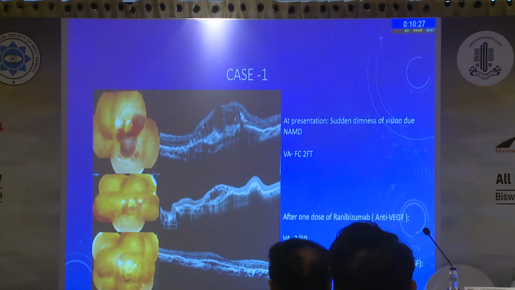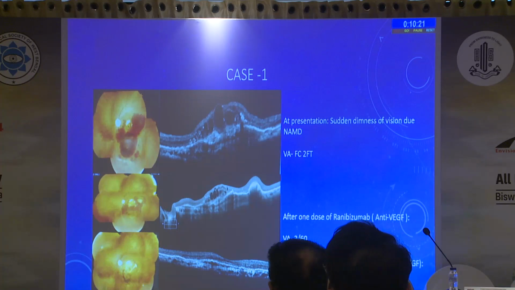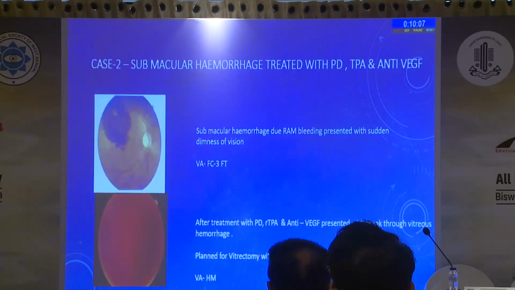As I was mentioning, some hemorrhages might not be that large, and the thickness of blood may be less than 450 microns. In those cases, we can try with anti-VEGF as well. Here in this case, you can see the presenting visual acuity was finger counting at 2 feet, and with anti-VEGF loading dose, it improved to 6/60. Now, the next scenario is a RAM bleeding.